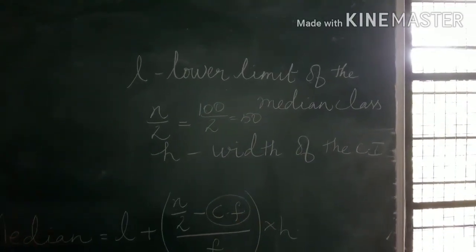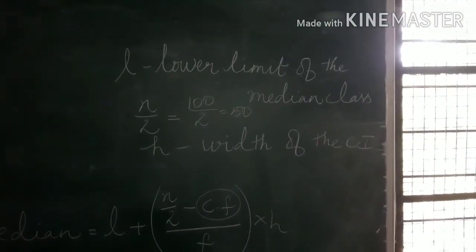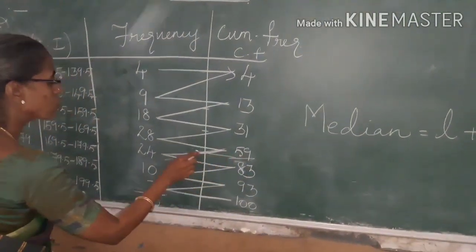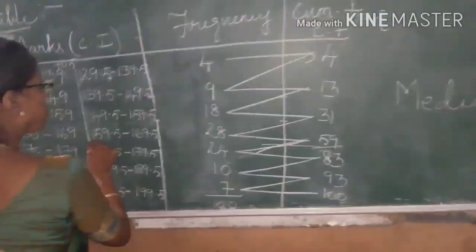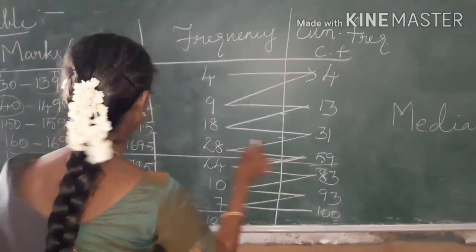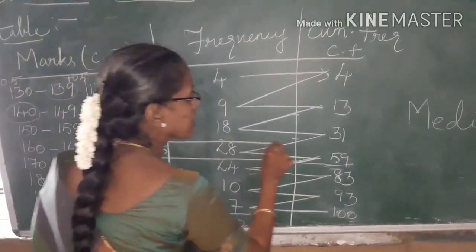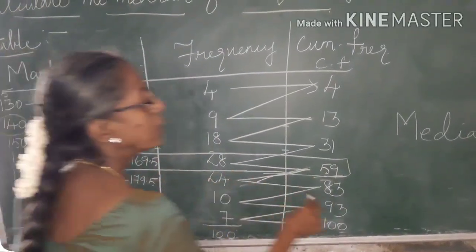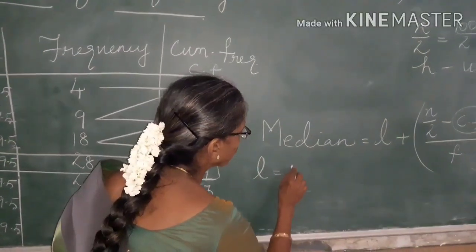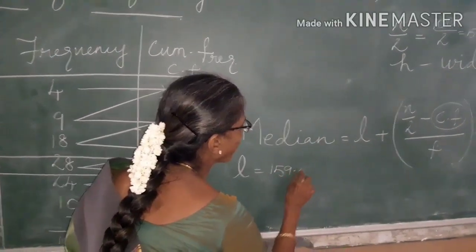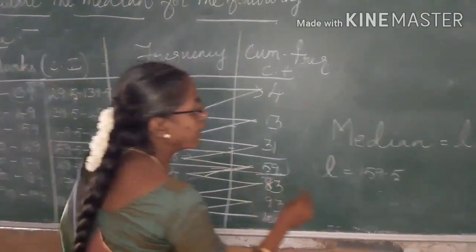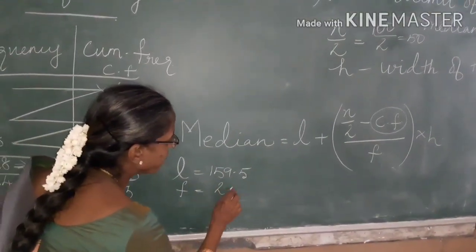So 50 is to be compared with the cumulative frequency, the first value greater than or equal to 50, which is 59. So make it as a box. Here this is your median class. So L will be equal to 159.5. Next, f will be equal to 28.